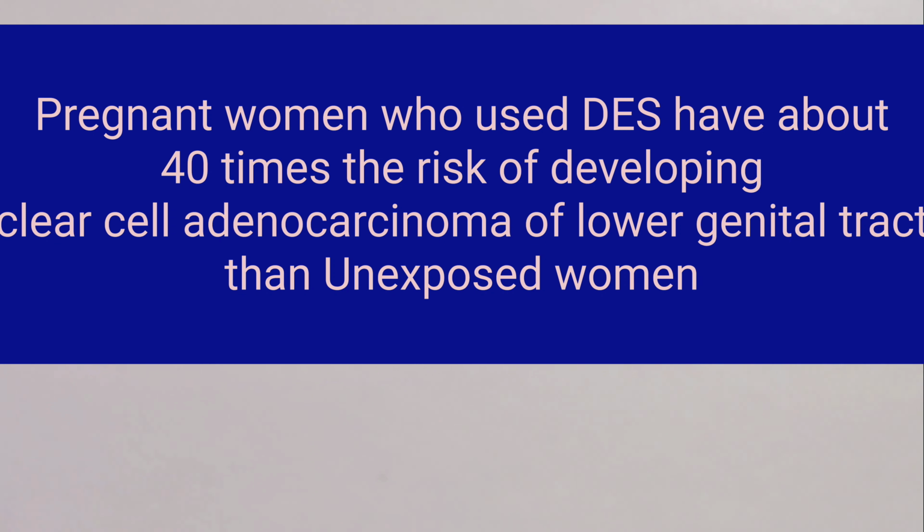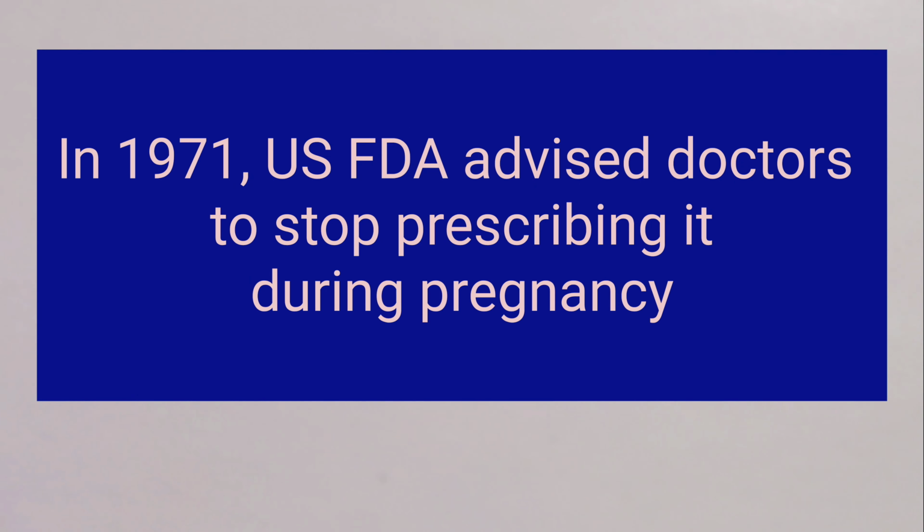Diethylstilbestrol was a synthetic form of estrogen. Doctors used it from 1938 to 1971 to help some pregnant women who had miscarriage or premature deliveries. At that time, it was believed that these problems might have been caused by low levels of estrogen in the woman's body. In 1971, the US FDA advised the doctors to stop prescribing it during pregnancy.